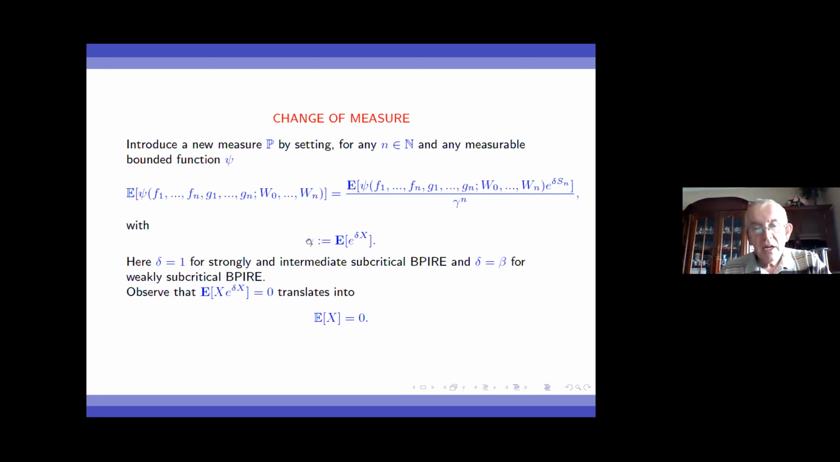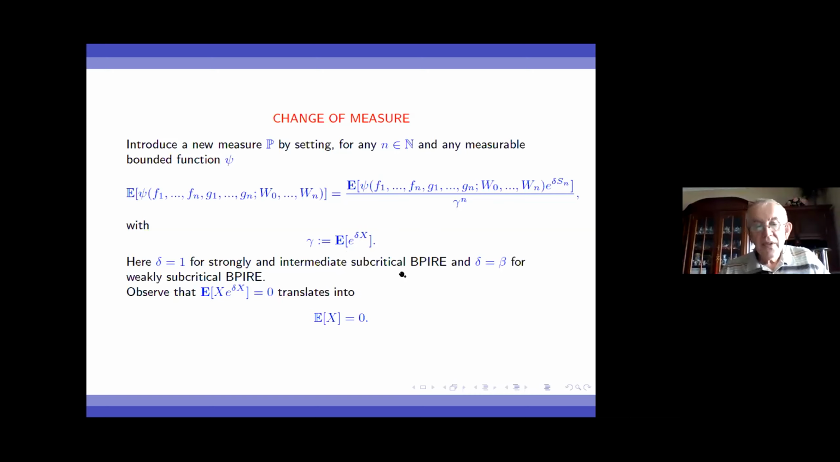And those who studied in Novosibirsk, I'm sure that they know how to change measure if you would like to study large deviations for an ordinary random walk. And this is just the same change of measure, but the point is that here it is necessary to struggle with some additional randomness, because this kind of randomness it is necessary to involve.